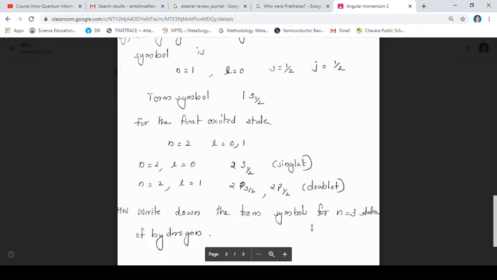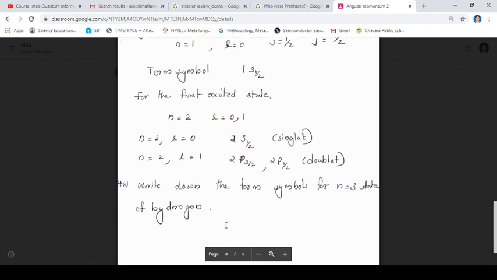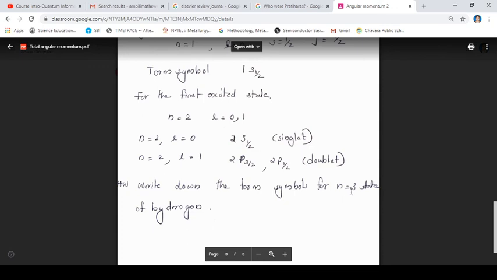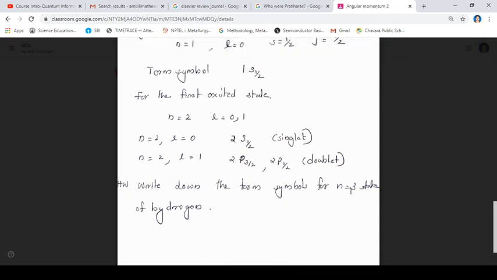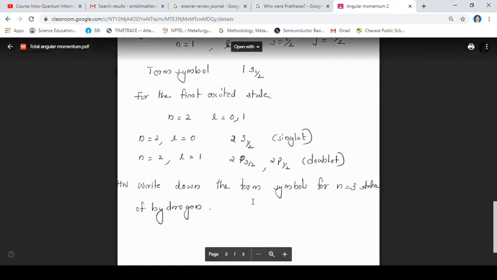Now you can write the term symbol for the n equal to 3 state of hydrogen, and you can try this as a homework. The hint is that for n equal to 3, l can have 3 values. Corresponding to l equal to 0, you have a state, for l equal to 1, you have to write, then for l equal to 2, you have to write. So try it as a homework and then submit the result by Monday. Thank you.